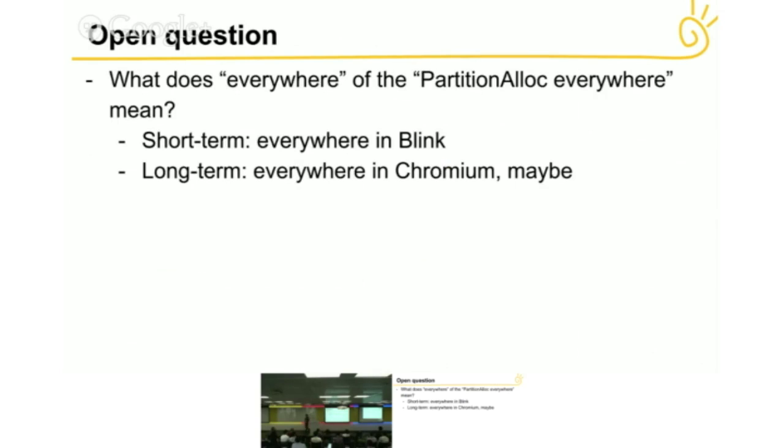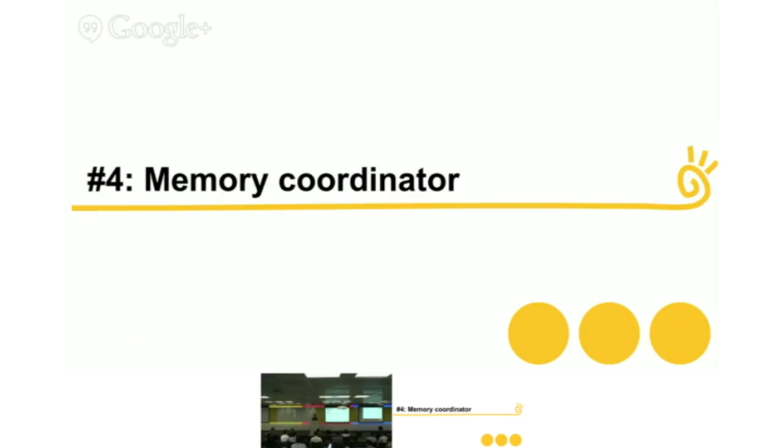The open question here is, what does PartitionAlloc everywhere mean? In the short term, we have a concrete plan to replace allocators everywhere in Blink. And in the long term, maybe we want to replace allocators in Chromium with PartitionAlloc. However, we are not sure. Regarding the allocators in Blink, Tasak already started the experiment, and we are going to publish a design document this quarter. So any questions until here?